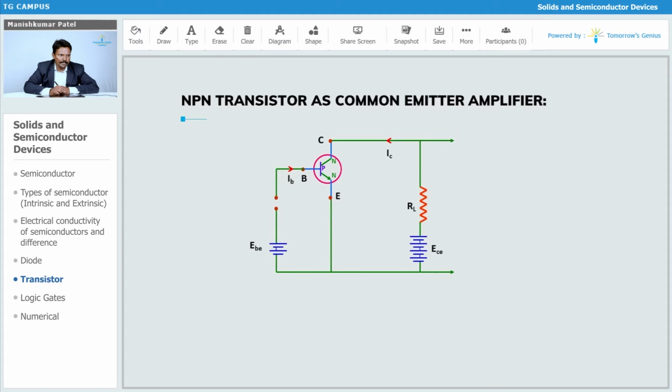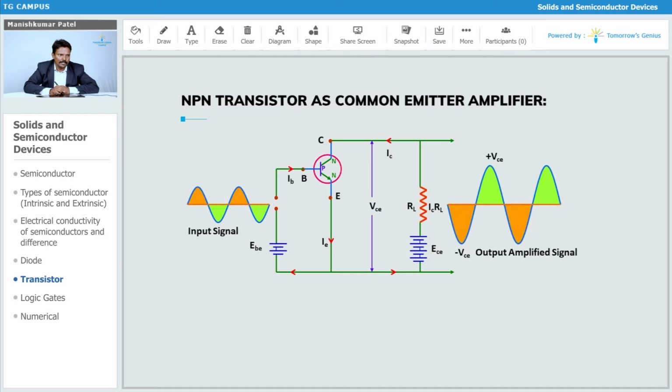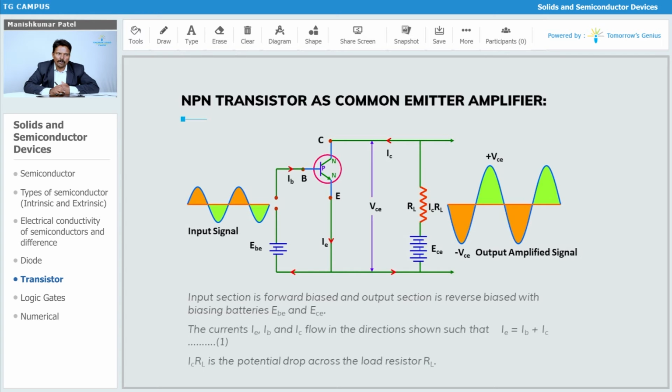The IB and IC are approaching over here, and this is your IE. So this is again VCE, this is IC, RL, and this is how the amplified wave looks like. But obviously you can say that there is a phase shift of 180 degrees between the input and output signal. So the input section is forward biased and the output section is reverse biased with the polarity of that. So this is how it will occur.